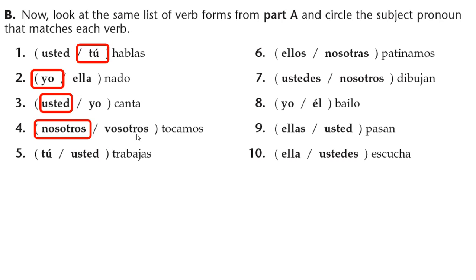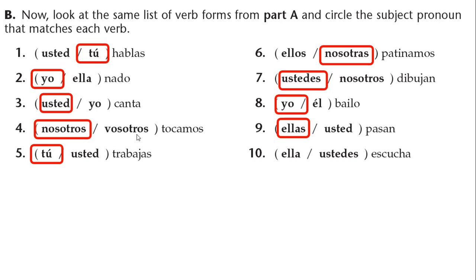So, trabajas would be tú. Patinamos is nosotras. Dibujan would be ustedes. Bailo is yo. Pasan would be ellas. Be careful. This one is usted. That one is singular. So that's the red box would end in an A. And then escucha would be ella. Ustedes is plural, so it would have to be an N for it to be ustedes.